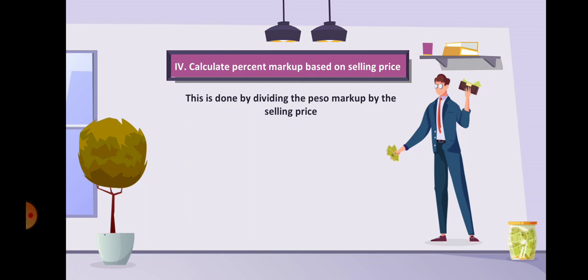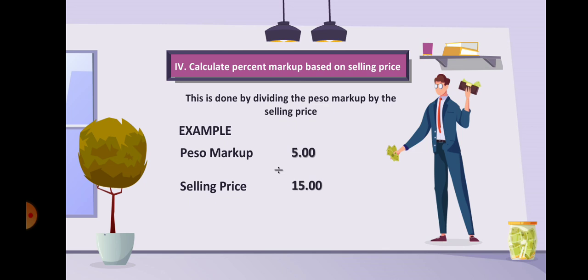This is done by dividing the peso markup by the selling price. Example, your peso markup is 5 pesos. Divide it by the selling price, which is 15 pesos. Okay, so the percentage markup is 0.33 or 33%.